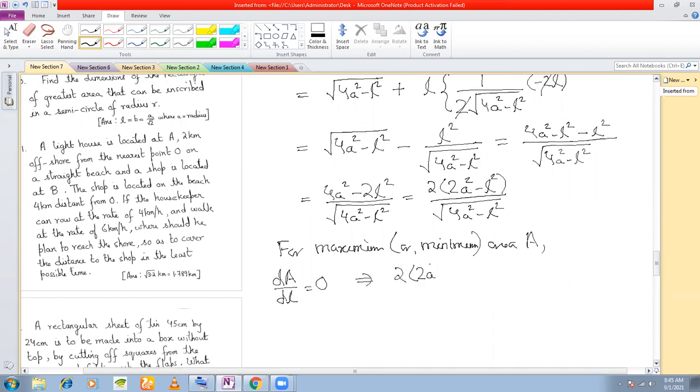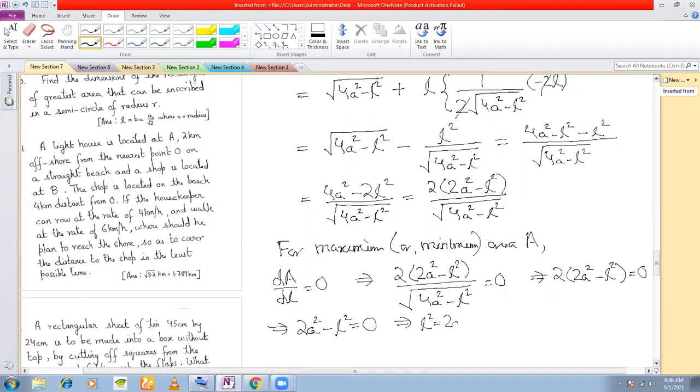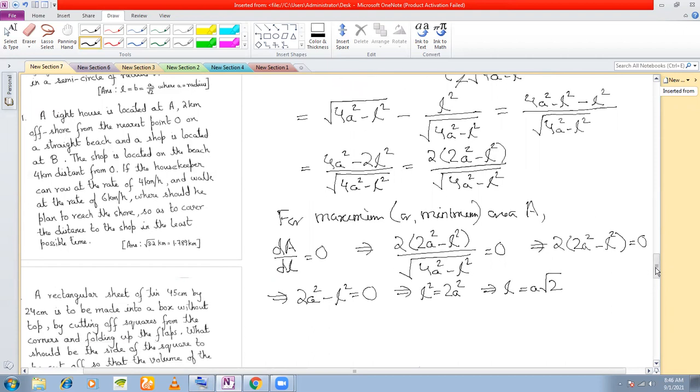Twice 2a square minus L square divided by root 4a square minus L square is equal to 0. That means you get twice 2a square minus L square is equal to 0. That means 2a square minus L square is equal to 0. That means L square is equal to 2a square. That means L is equal to a root 2. Okay. So when length is equal to a root 2, area of the rectangle is either maximum or minimum.